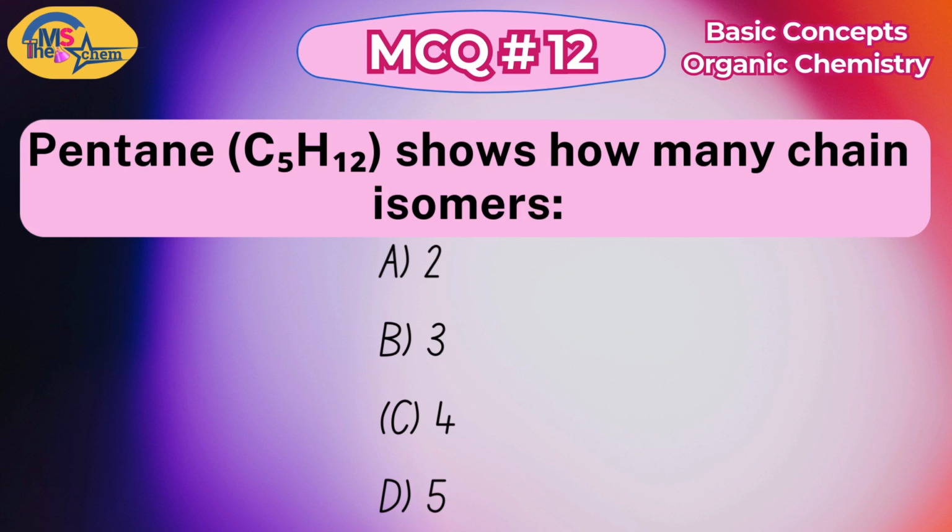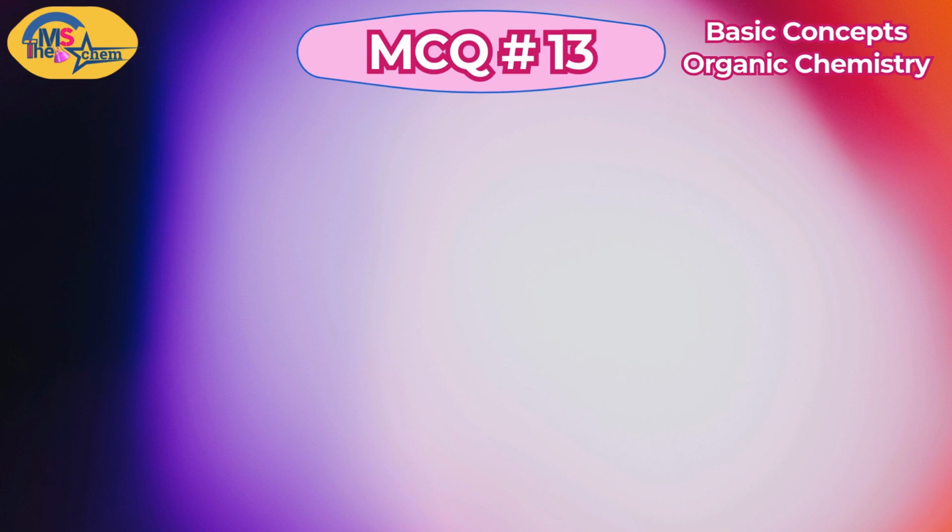In this question, pentane has the molecular formula in which 5 carbon atoms are bonded to each other through single bonds. So when we write different combinations of the structure pertaining to the 5 carbon atoms, then we get 3 isomers for pentane. So the answer B, which is 3, is true. Question 13.